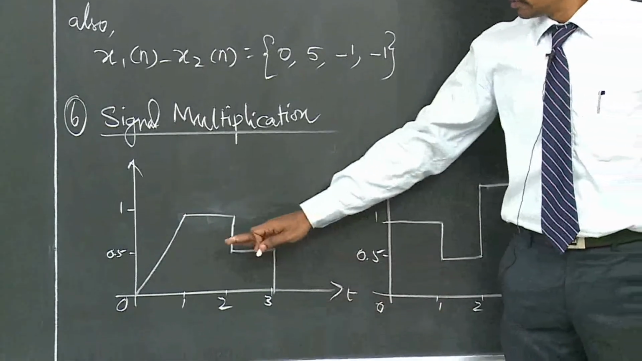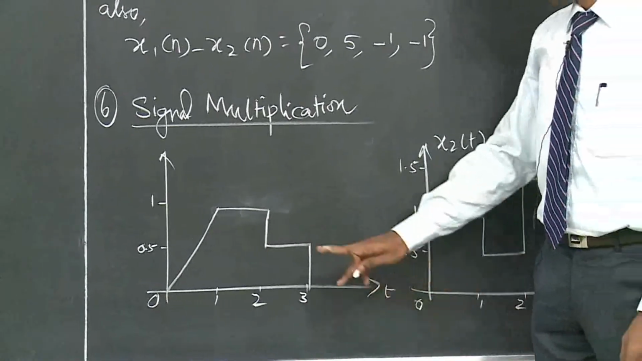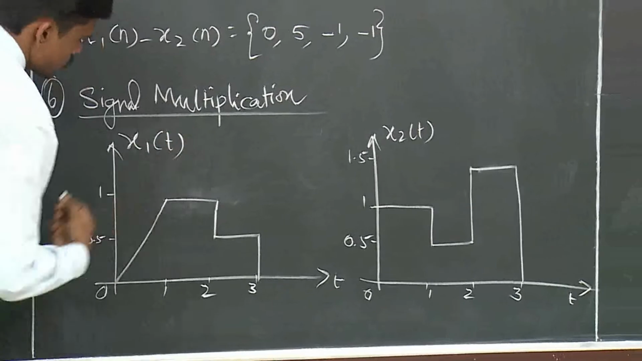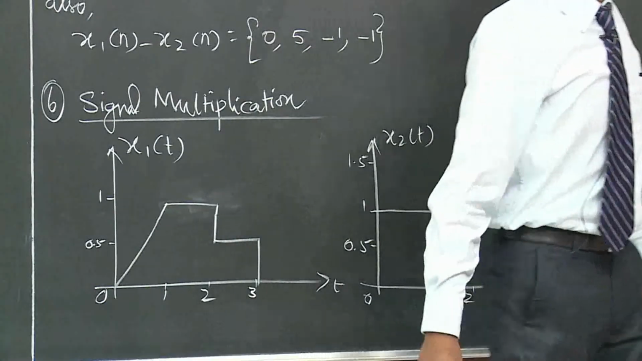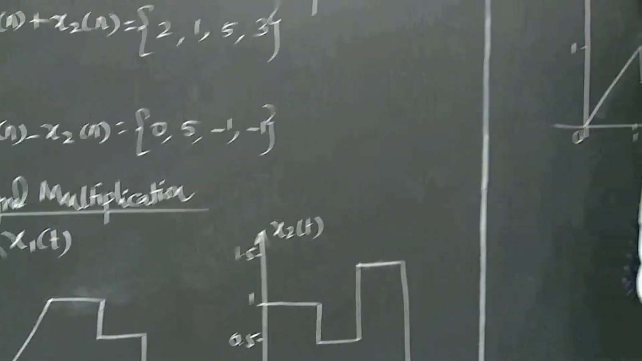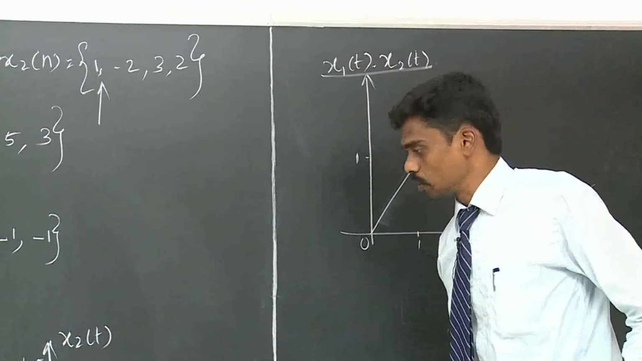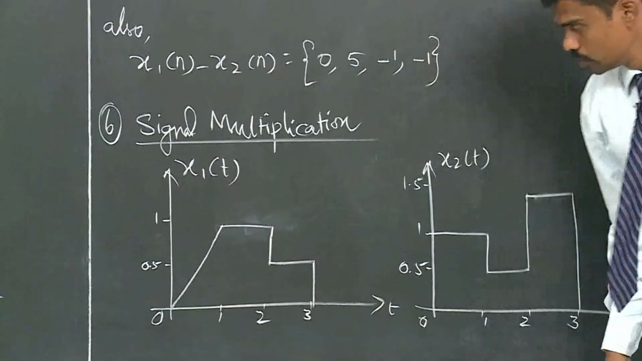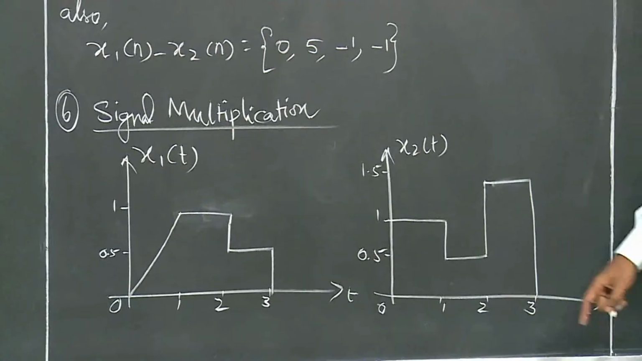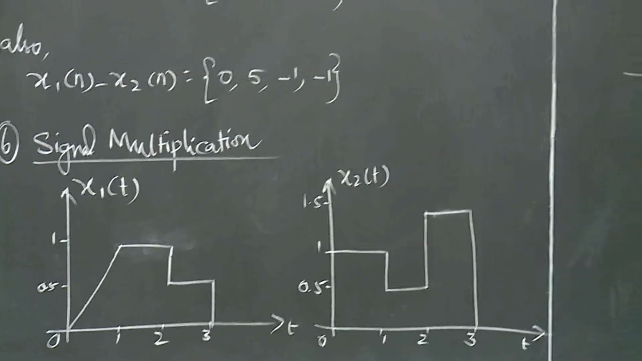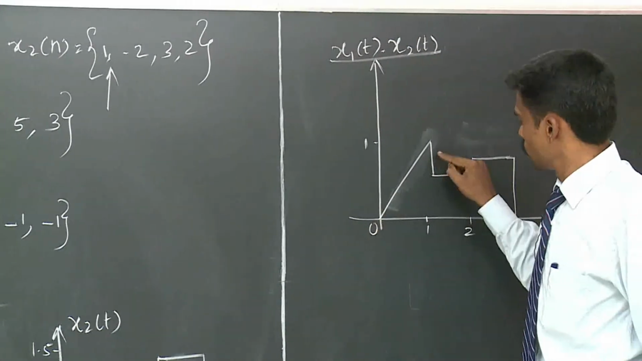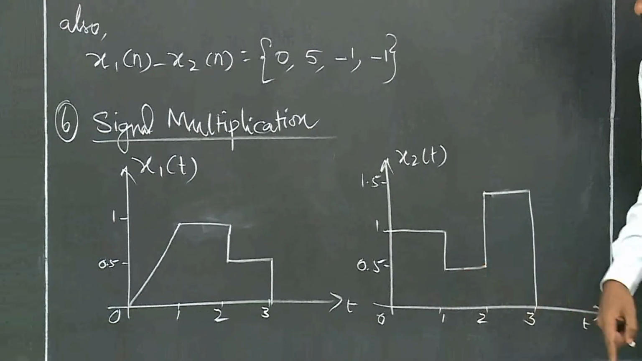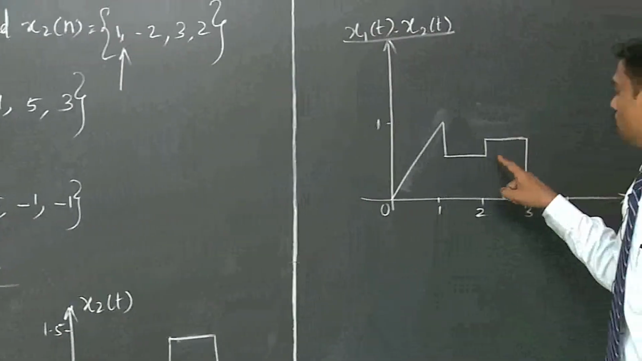Here also I have taken two signals, x1 of t and x2 of t. I have drawn the output, the product of these two. Just multiply the values. From 0 to 1, x2 is 1, so anything multiplied by 1 gives the same value. So from 0 to 1, the same ramp will be given. Next, from 1 to 2, it is 0.5 and there it is 1, so it is maintained at 0.5.